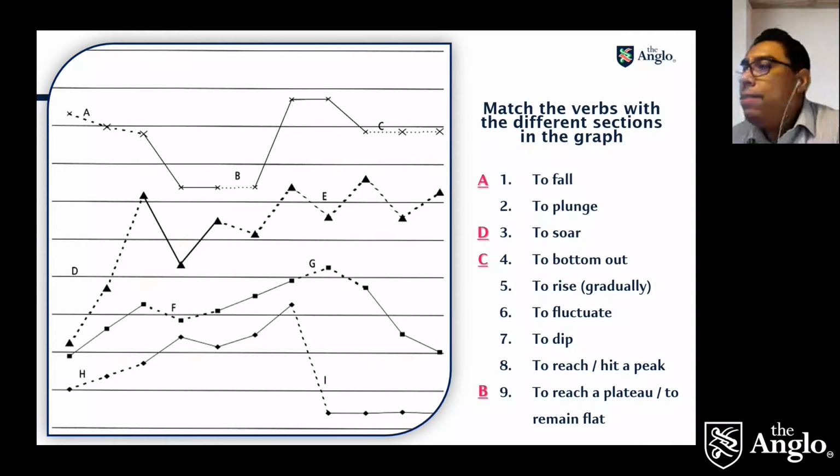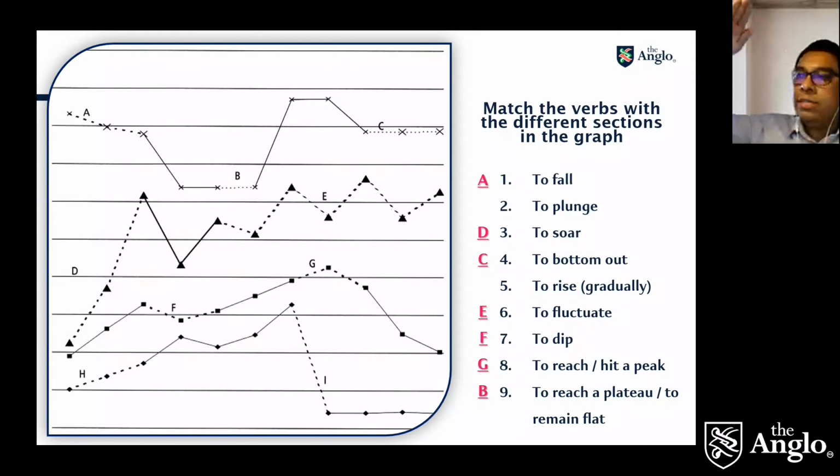So the next one, letter D, is to soar. If you check, it's going up, but a very marked tendency. Then letter E, to fluctuate, okay? That's the moment. As you can see, it's going up and down. Letter F is to dip. As you can see, it goes down, but it recovers immediately. Then letter G, to reach a peak only in that line, not considering the others. That is the highest moment that you can reach.